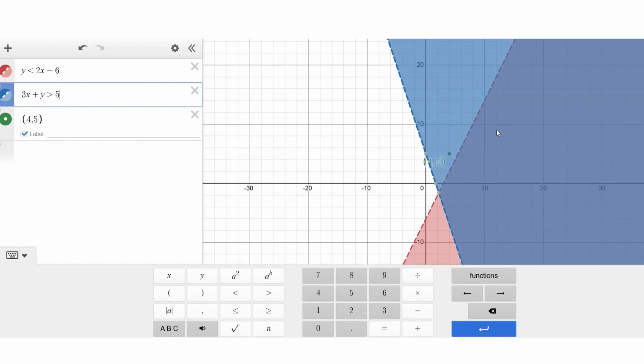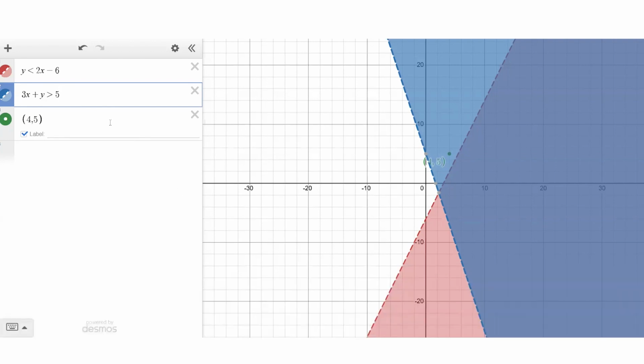So it's not in the intersection of both of them. The answer here would be, well, I lost my problem here, but the answer is that (4, 5) does not go inside this intersection. And there it is, a little bit of Desmos.